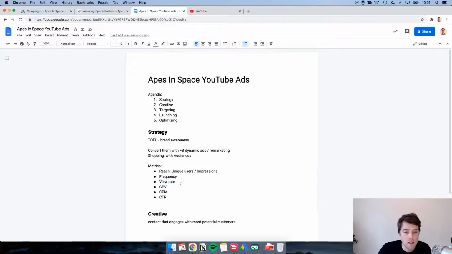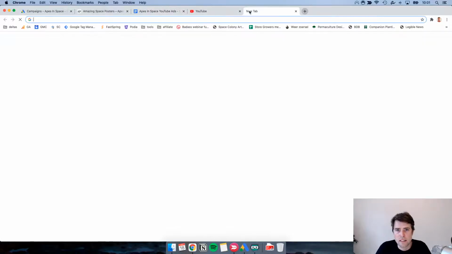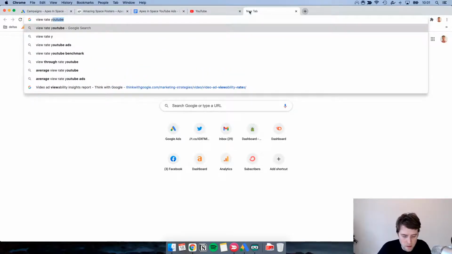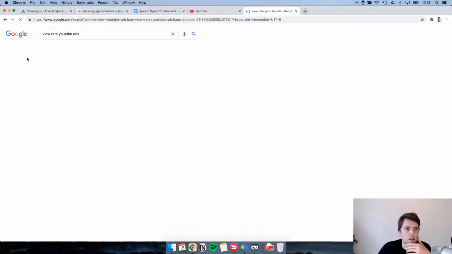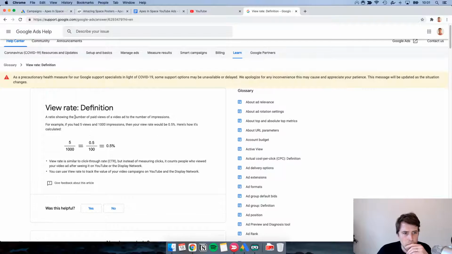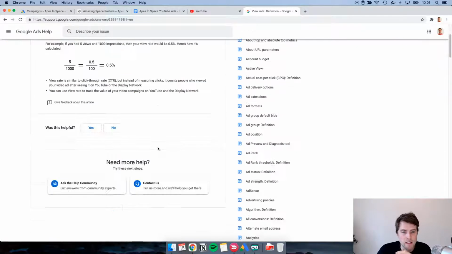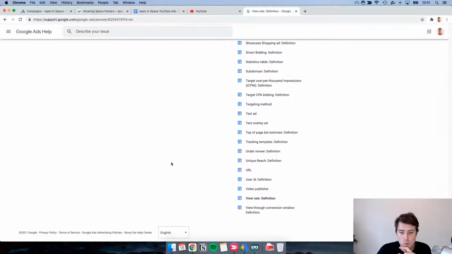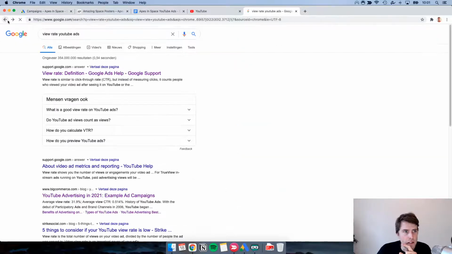The view rate means how many people actually completed your ad. Well, let's look up the exact definition, right? Let's see here. Okay, so a ratio showing the number of paid views of a video ad to the number of impressions, right? So the important thing here, or the tricky thing here, is what a view is. What does Google see as a view?